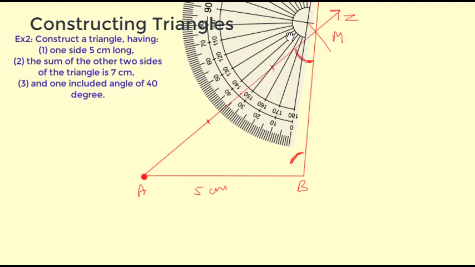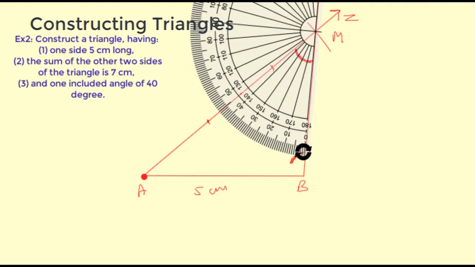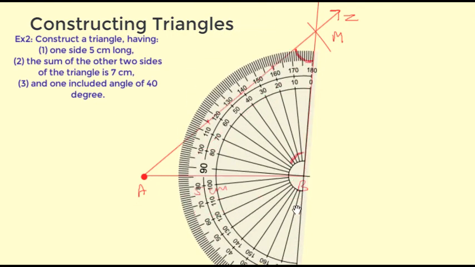I will position the center of the protractor tool at the point M, right? Align it with the line BM, and we notice that this measure is precisely 45 degree, okay? So I need to create an angle of 45 degree with reference to the line segment BM. So 45 degree measure will be exactly here, correct? So this is the location.